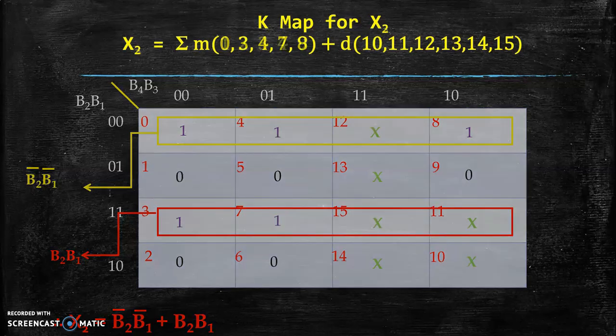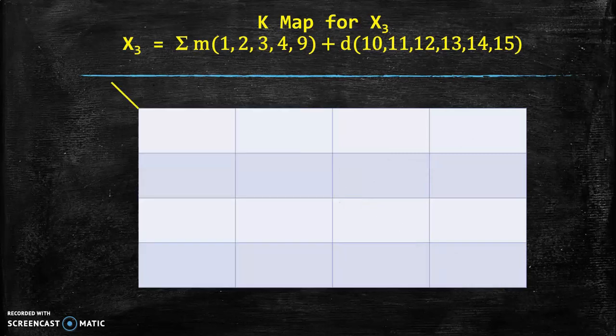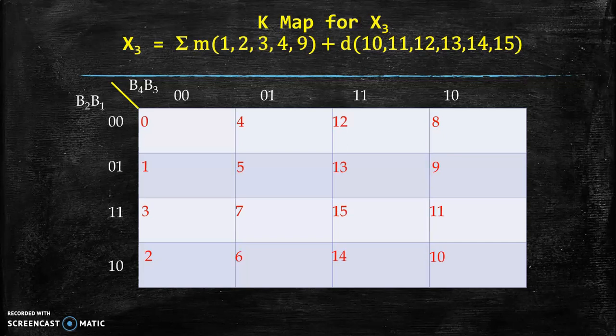Same way, we can prepare a K-map for X3. Same process, we write input variables, we write the respective decimal number in each cell. We write 1 for the given minterms, and that is 1, 2, 3, 4, 9. We put a cross sign for the don't care condition, that is 10, 11, 12, 13, 14, 15. In all remaining cells, we write 0.